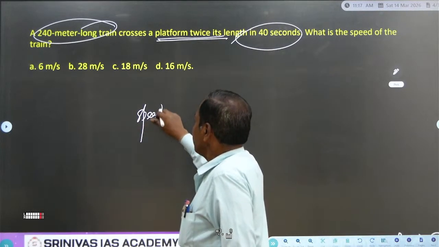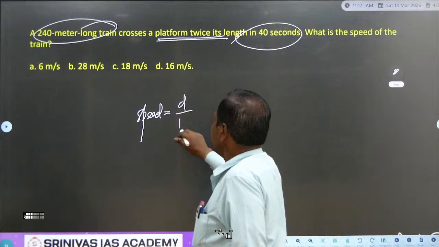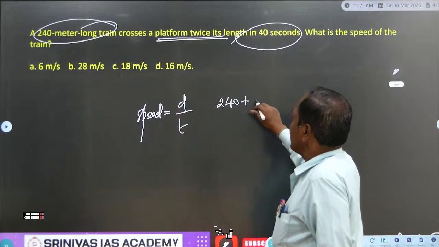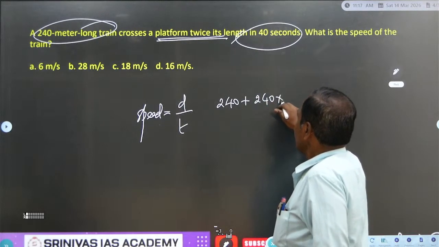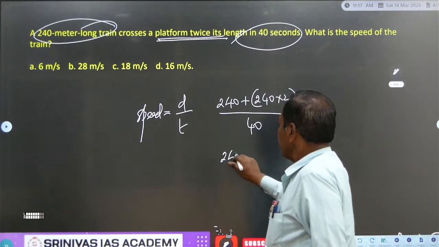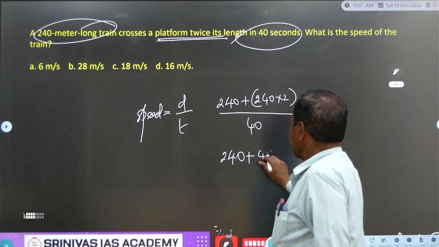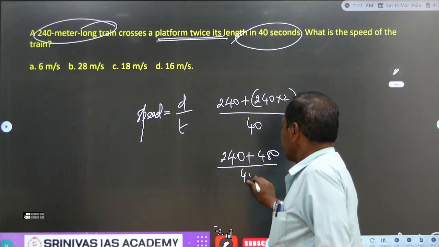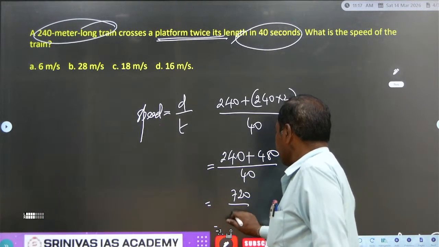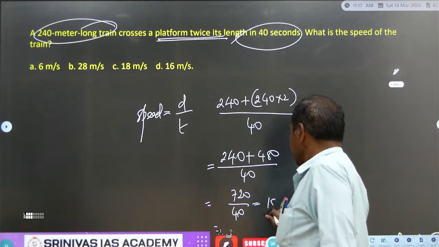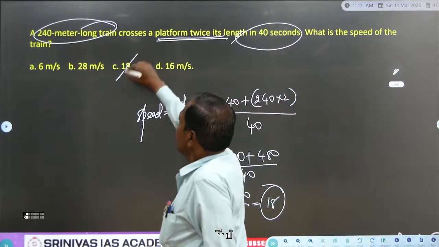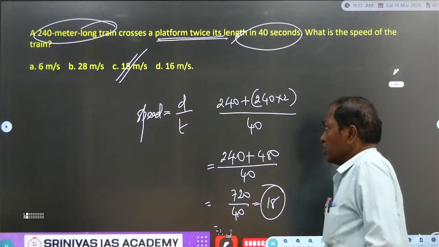Speed of the train is what? Distance by time. Right. What is the distance? Length of the train plus length of the platform, by time 40. 240 plus 480 by 40, and next this is 720 by 40. 0, 0 cancel. 18 meters per second. Yes, that is the thing. Right. Option C.